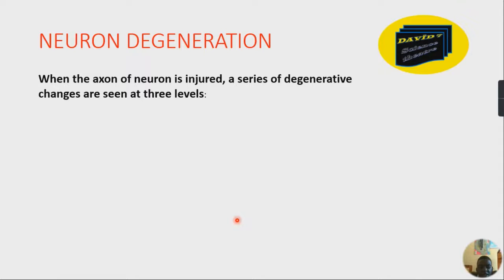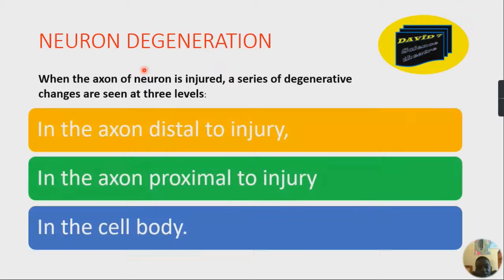A neuron can degenerate. In case you injure the axon of a nerve, what will happen? There will be a series of degenerative changes which will be seen at three levels. One, we can see these changes distal to the injury, within the axon. We can see it within the axon but proximal to the site of injury. And still we can see the changes of degeneration within the cell body, call it the soma. So these three occurrences are at different sites of the neuron with regards to the site of injury.